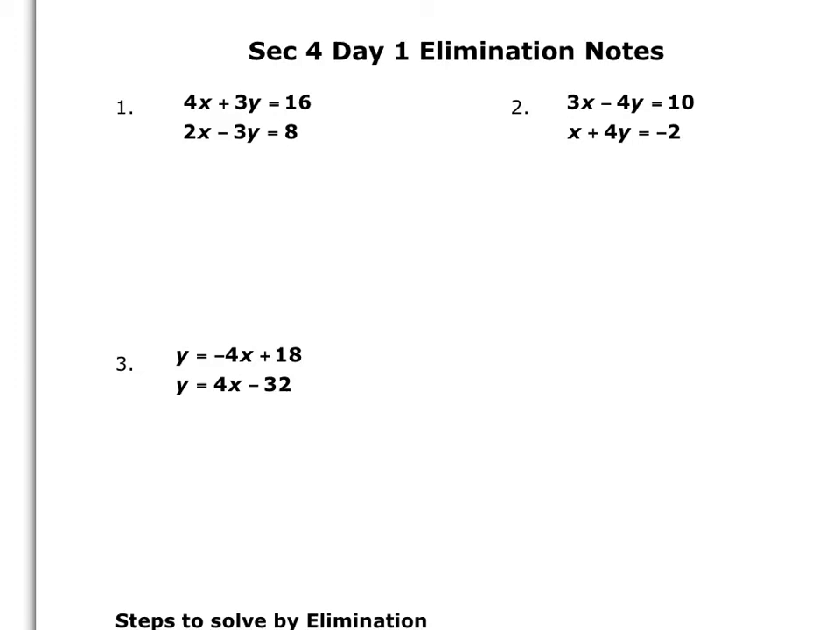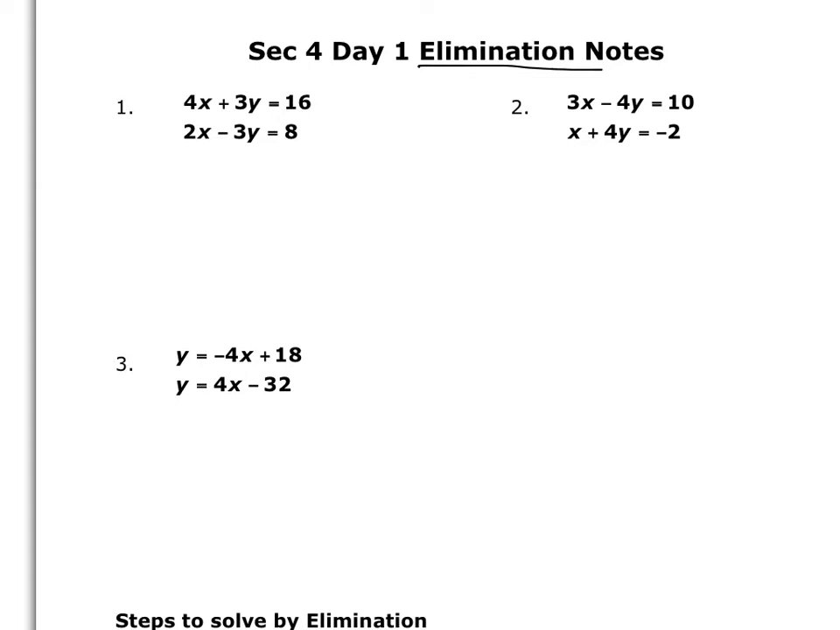Hey guys, today we'll be learning our third different way to solve systems of equations. Today you're going to be learning a style called elimination. What that means is that you'll basically be eliminating one of your variables from the equation so that you can solve for the other.